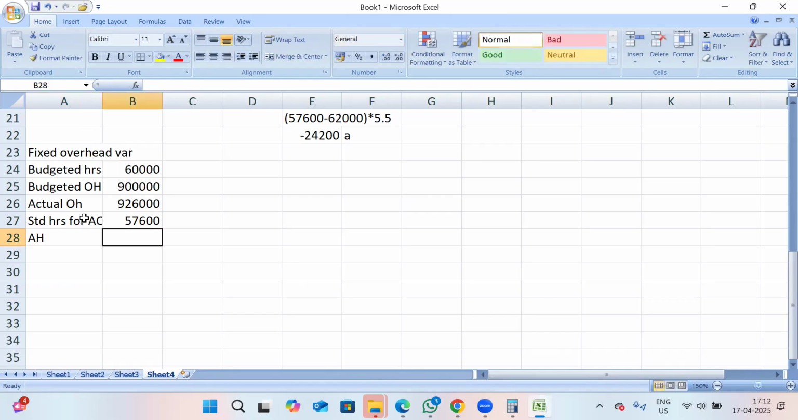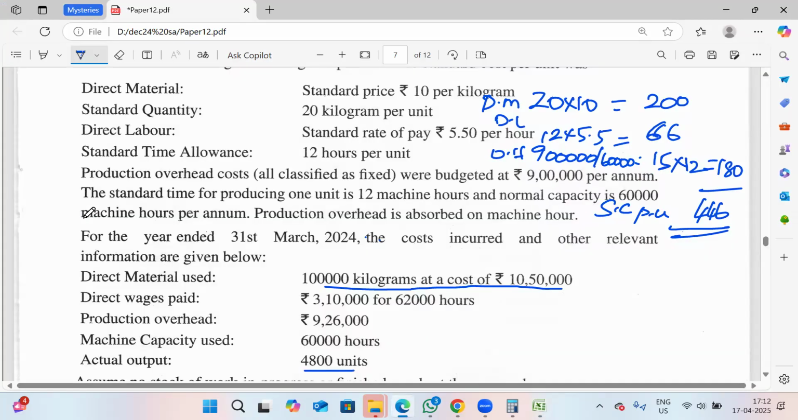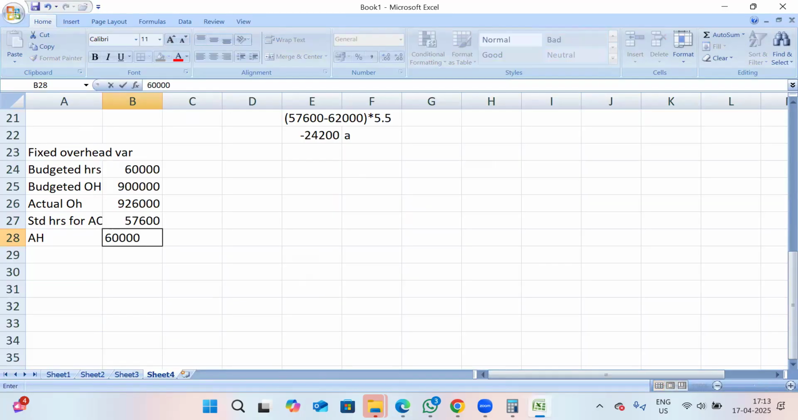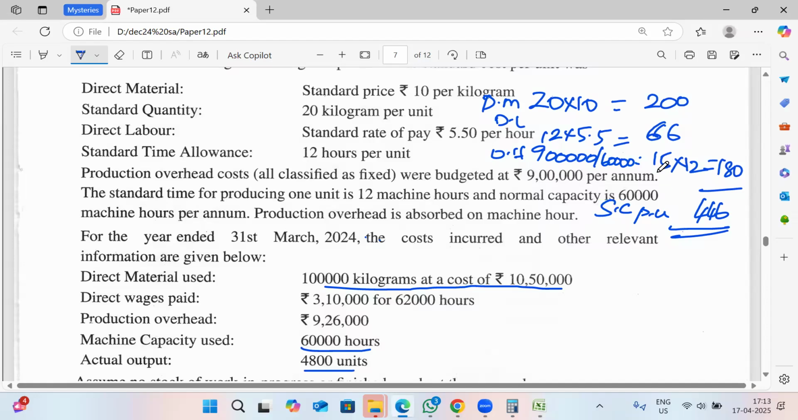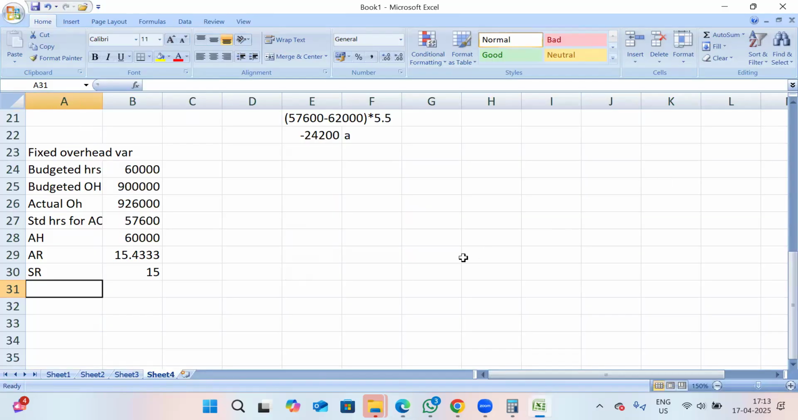My actual hours is, we are using 60,000 machine hours. So again, my actual hours is 60,000. Then my actual rate is 926 divided by 60,000, so 15.433. Standard rate was already calculated at the beginning of the question, 15 rupees per hour. So we have arrived at all the necessary calculations. So let's calculate fixed overhead efficiency variance.